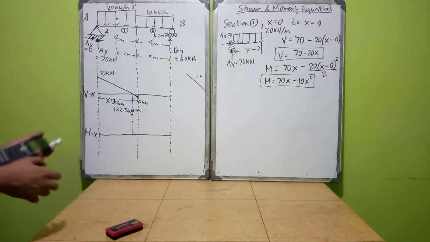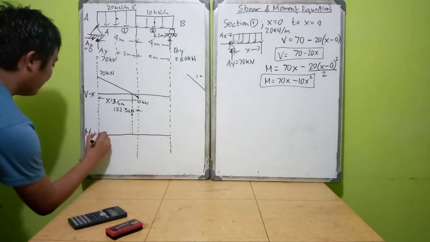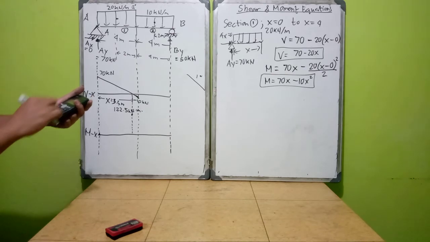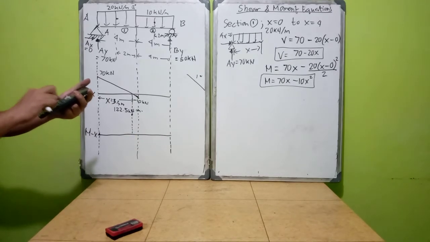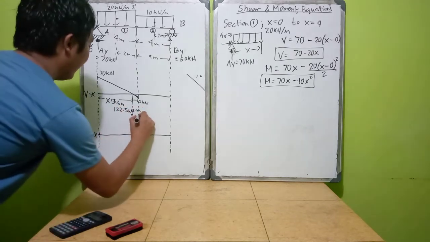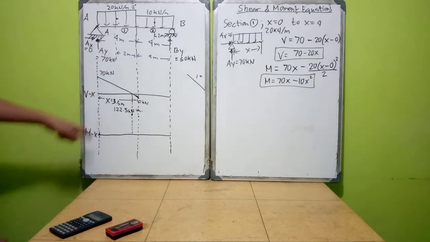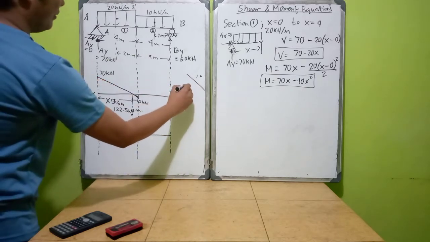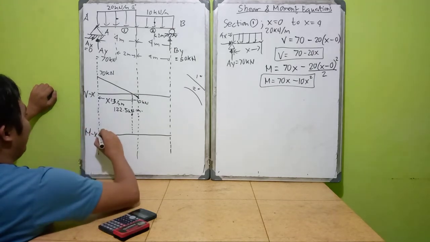So, M at x equals to 0. You substitute 0 here. So you will get M is 0. And then if your x is equal to 4, let us substitute the value of 4 directly into your moment equation. 70 times 4 minus 10 times 4 squared is equal to 120. And since the shear is a 1 degree curve, you just add 1, that will be the form of your curve in the moment diagram. Since the load is 0 degree, the form of your shear is 1 degree, so your moment will be 2 degree. So this is a second degree curve or parabolic curve.